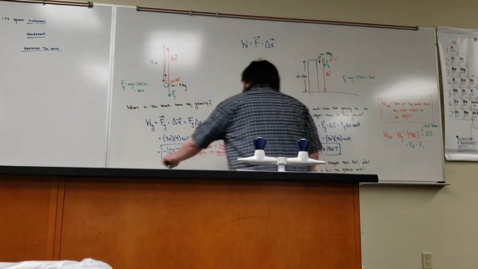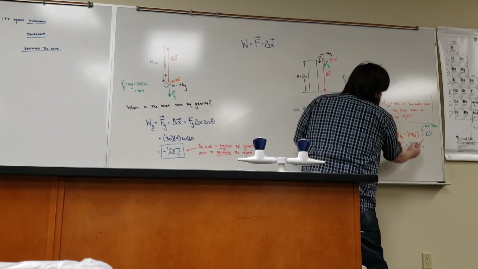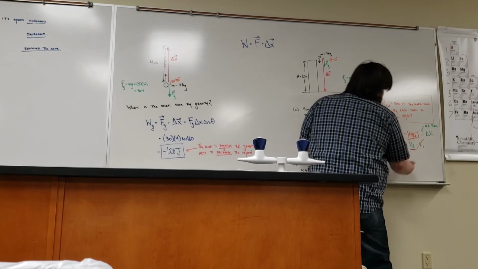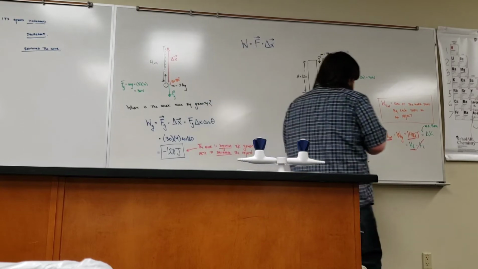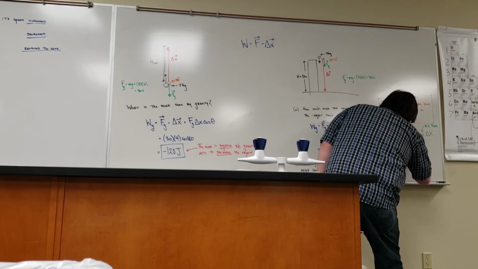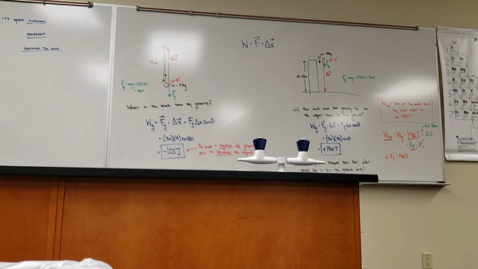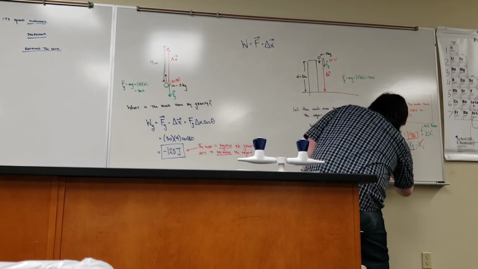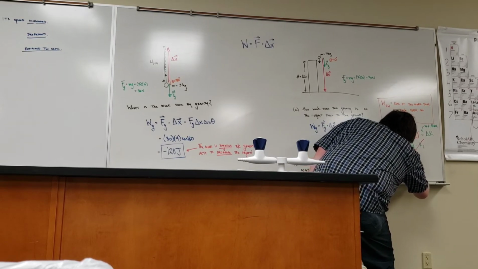So the initial kinetic energy is 0, meaning that this total work, these 1400 joules, are equal only to the final kinetic energy. Okay, that's what the work energy theorem tells us. The final kinetic energy is 1400 joules. The final kinetic energy is just equal to 1/2 times the mass times the final speed squared.